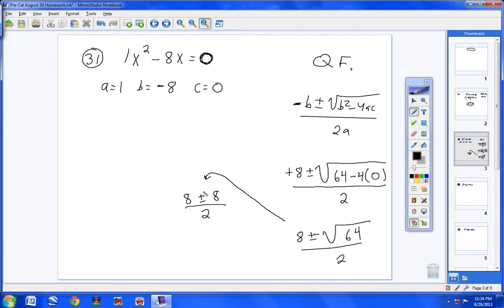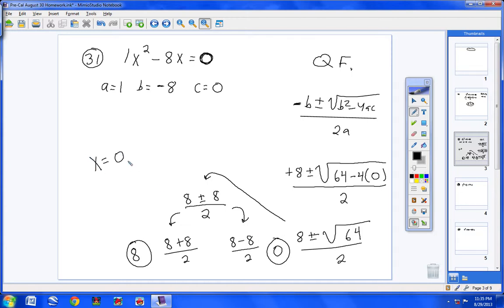Well, because I have two signs here, a positive and a negative, I'm going to rewrite this fraction two different ways. First, I'm going to put 8 plus 8 all over 2. And then I'm going to put 8 minus 8 all over 2. Well, 8 plus 8 is 16, and 16 divided by 2 is 8. So there's one answer. And then 8 minus 8 is 0, and 0 divided by 2 is 0. So your two answers are x equals 0 and 8. And there's your two answers.